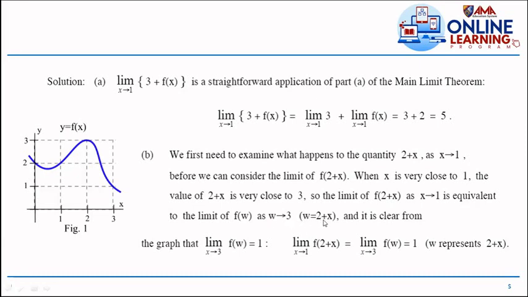So w is equal to 2 plus x, and it is clear from the graph that the limit the function of w as w approaches to 3 is equal to 1. And also, the limit, the function of 2 plus x as x approaches to 1 is the same as the limit, the function of w as w approaches to 3, which is equal to 1, which represents 2 plus x. Okay?